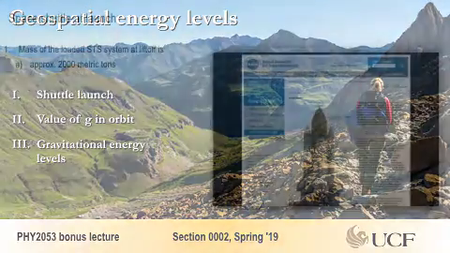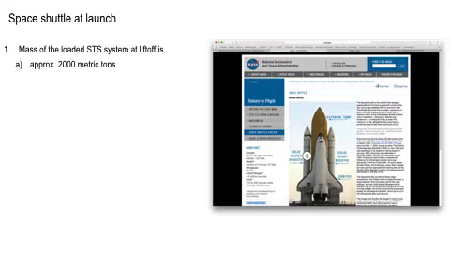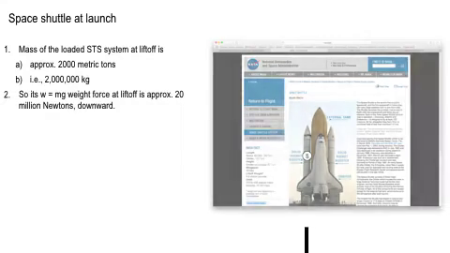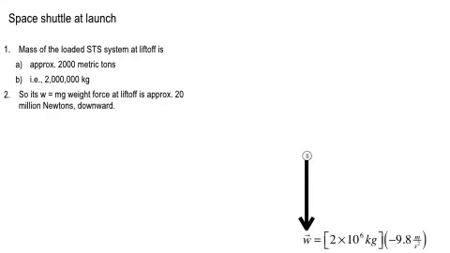So let's take a look at the specs here. First of all, the Space Shuttle Launch System, the STS, a system at liftoff. So that's the external liquid fuel tank, and then the 2 solid rocket boosters, plus the shuttle itself and all of its payload and crew, about 2,000 metric tons. That's 2 million kilograms. That's a lot of mass. So the weight force is going to be about 20 million newtons downward.